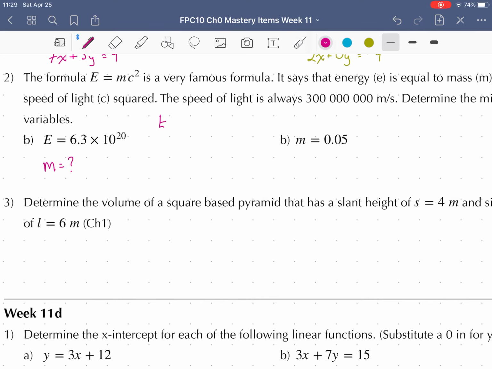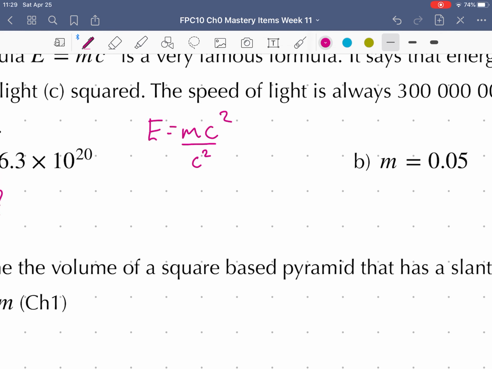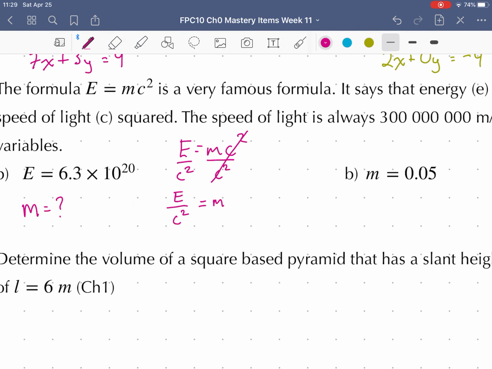So what I'm going to do is take my original formula, E equals mc squared, and isolate my mass by dividing both sides by c squared. C squared on top, c squared on bottom are going to cancel out, and I know that mass is equal to my energy divided by c squared. So I take my energy, which is 6.3 times 10 to the 20, divided by 300 million squared. I'm going to get my mass.